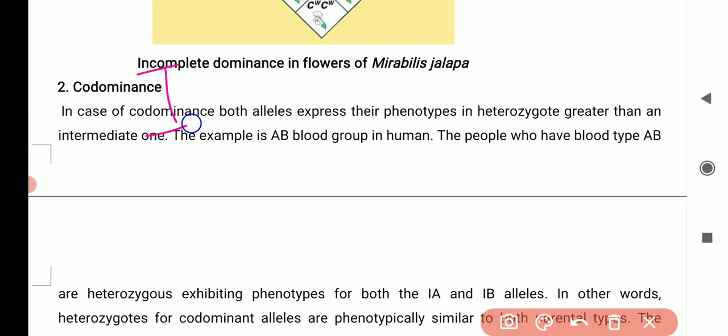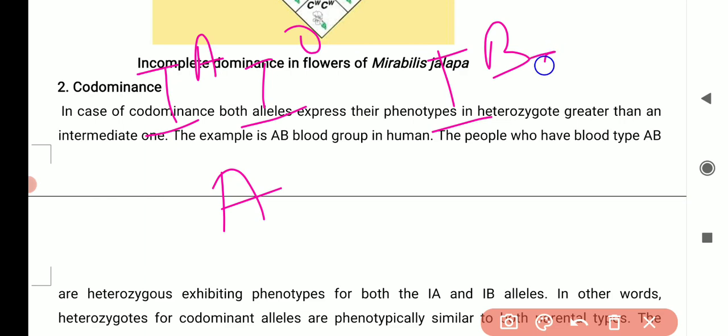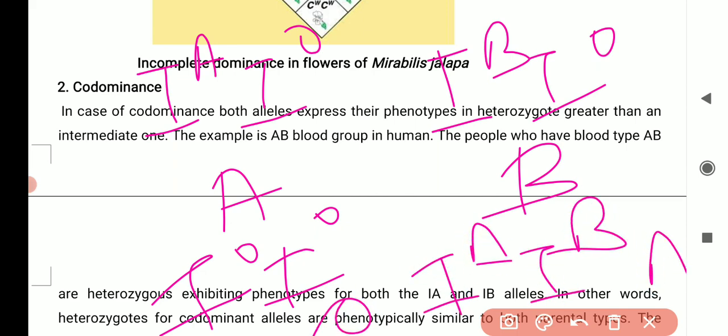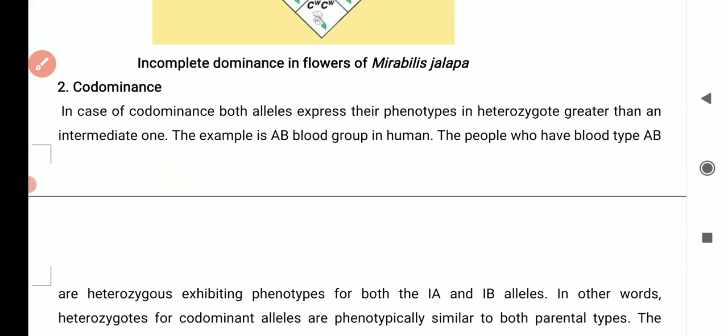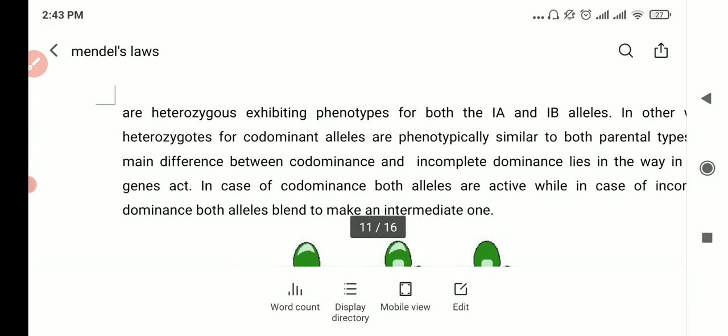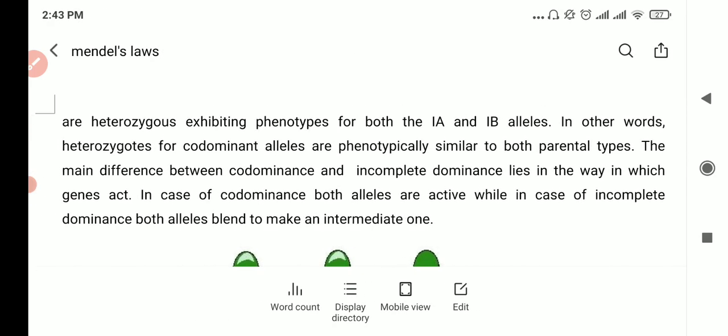If the allele is IAIO, this is what blood group? A. If it's IBIO, this is what blood group? B. If it's IOIO, this one is O blood group, and if it's IAIB, this is AB blood group. So it is co-dominant. The people who have the blood type AB are heterozygote and exhibiting phenotypes for both IA and IB alleles.